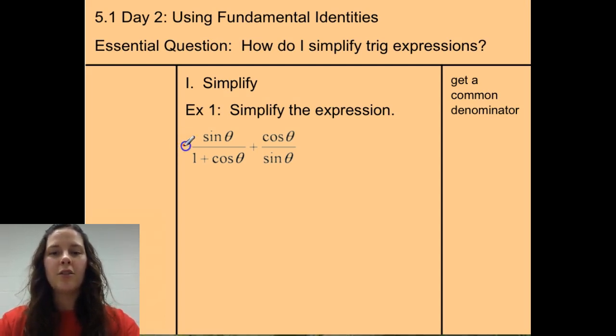So our first fraction will get multiplied by sine theta over sine theta. Remember, when you multiply an expression, you need to multiply by a form of 1 so that you're not changing the value of the expression. Our second fraction, we're going to multiply by 1 plus cosine theta over 1 plus cosine theta.